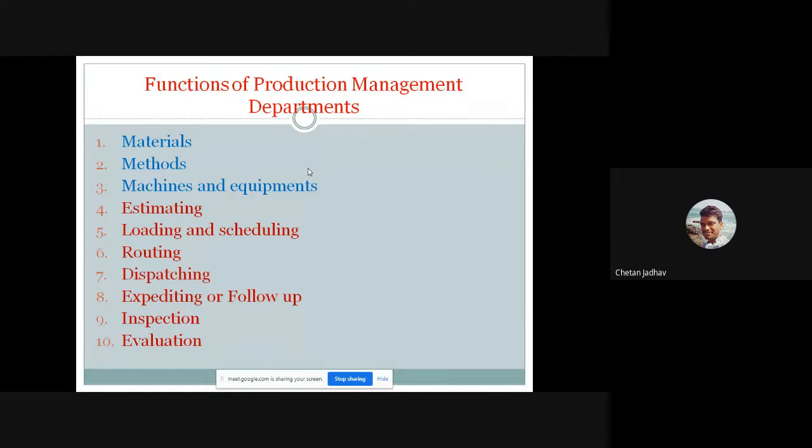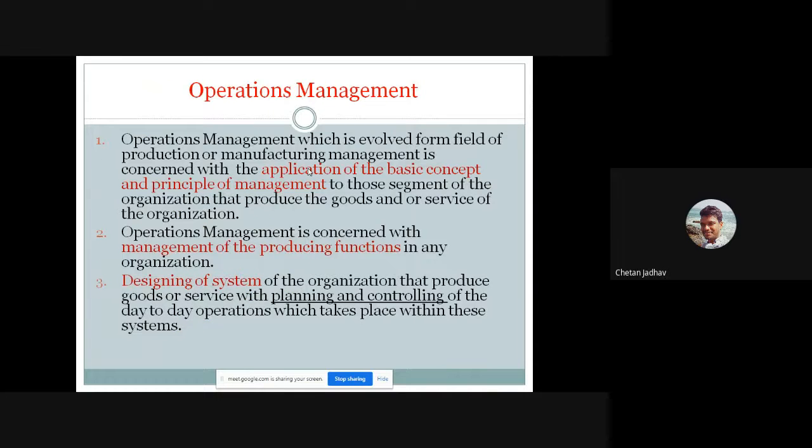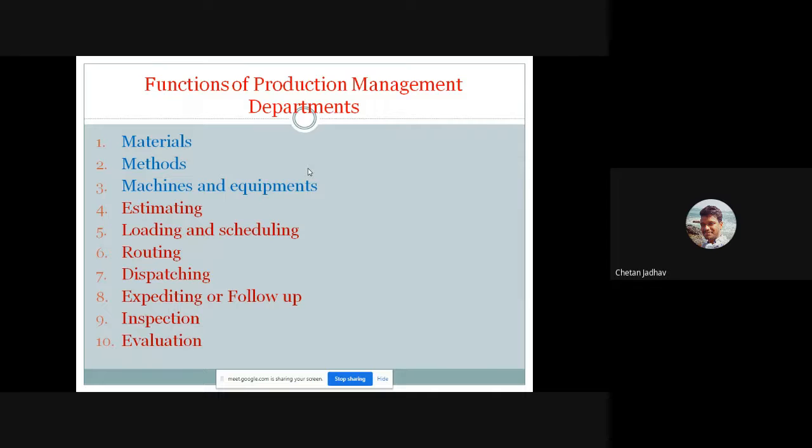Next are the functions of the production management department. What are the major or important functions of the production management department? One by one we will discuss. First is materials, then methods, machines and equipment, estimating, loading, scheduling, routing, dispatching, expediting or follow-up, inspection, evaluation.